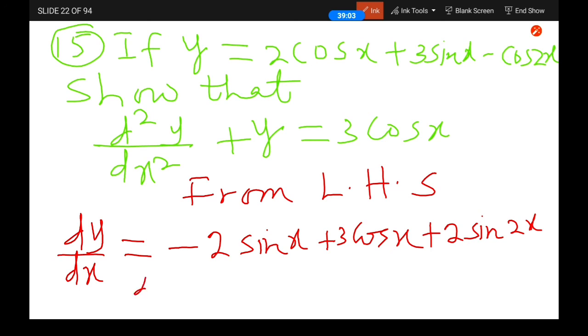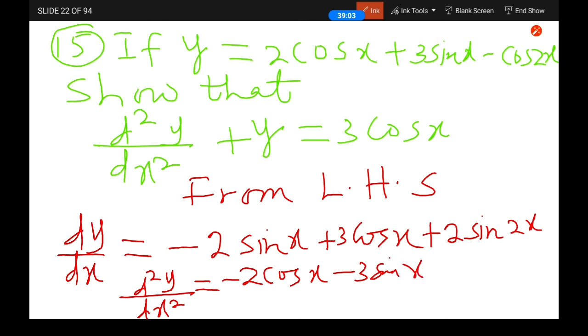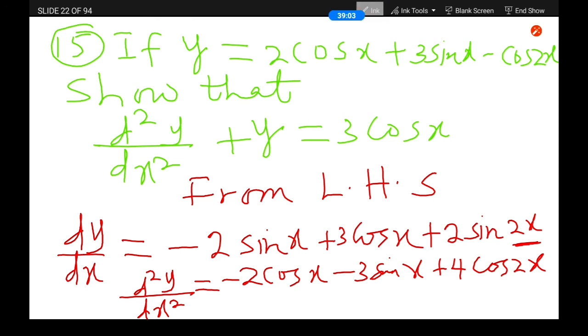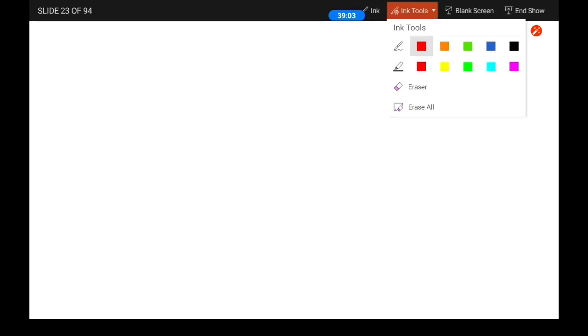Then we need d squared y over dx squared, right? If we differentiate this, what we're going to get? Minus 2 cos x. Differentiate this, we get minus 3 sine x, right? Differentiate this again, you differentiate 2, you get 2. 2 times 2, that becomes 4. Then we have cos 2x. So we have dealt with that. So let's put d squared y over dx squared plus y. Good. So let's put them together. So this will give us the final answer.